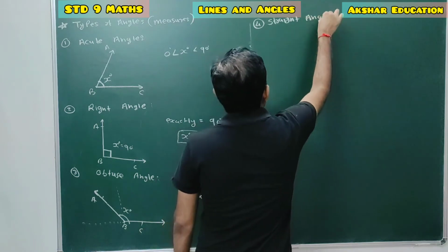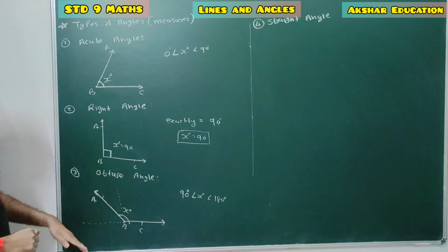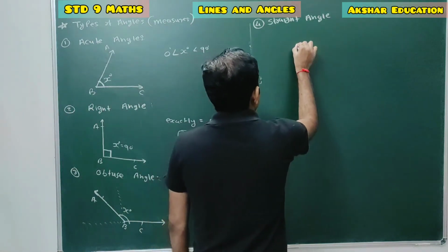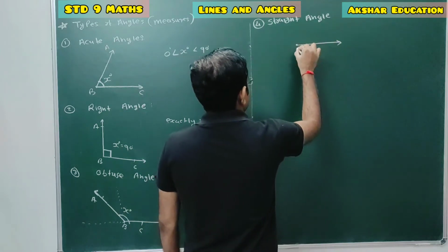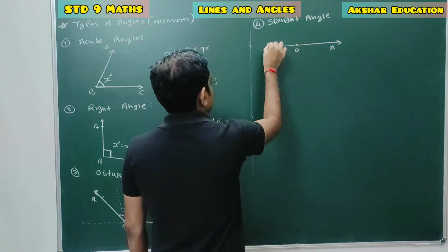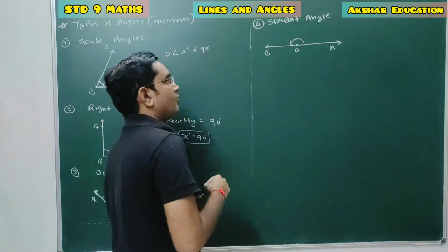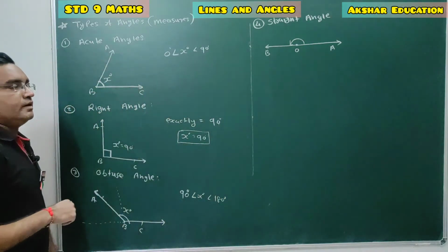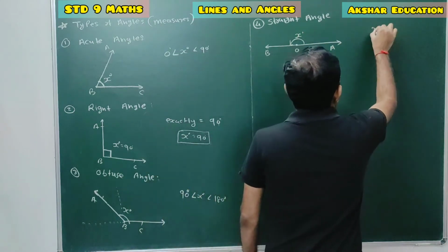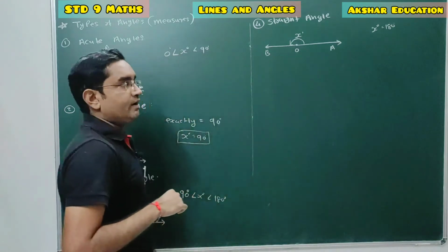Straight angle, right? Like the right angle came, similarly it's a straight angle. So straight angle means two rays are there. This is ray OA and this is ray OB. So two rays are opposite rays and the measure of angle x here is exactly 180 degrees. Measure of x is exactly 180 degrees.